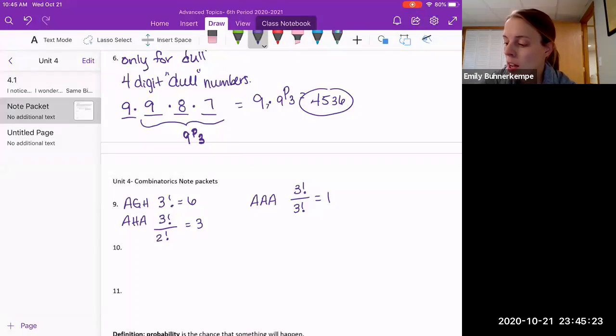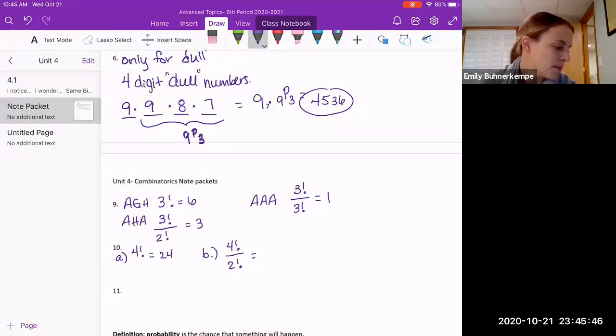Question A says John. John has 4 letters and they are all different from each other. So that's 4 factorial, and 4 factorial is 24. Question B says Jill. Jill has 4 letters and 2 of them repeat, the L's. This is 12.